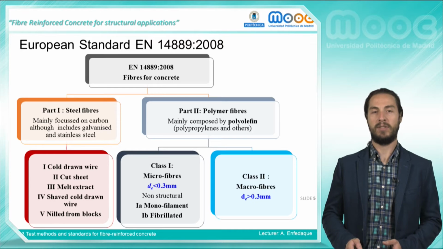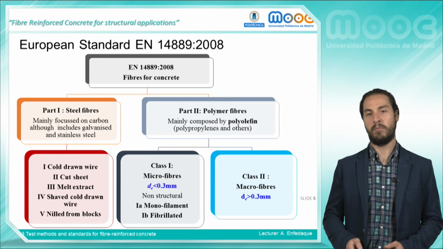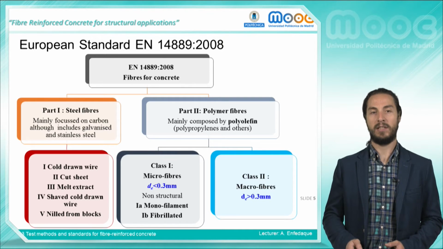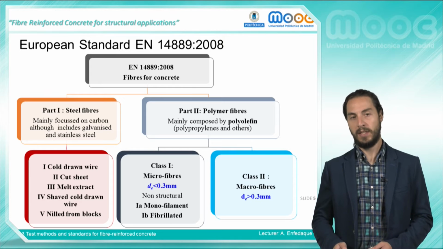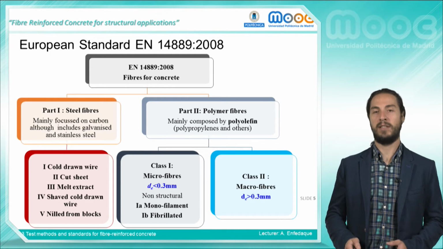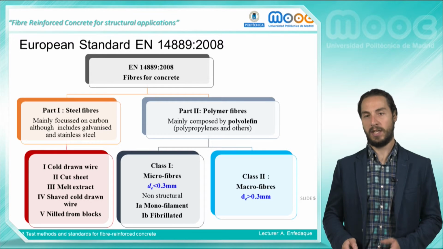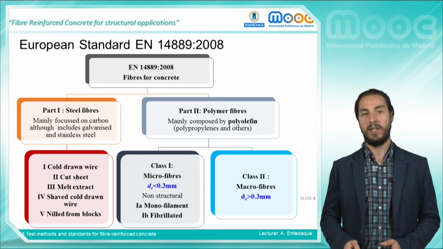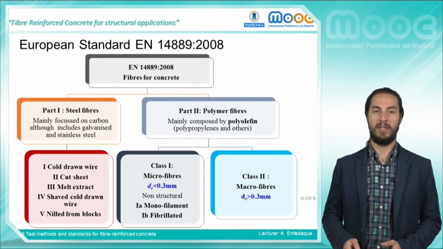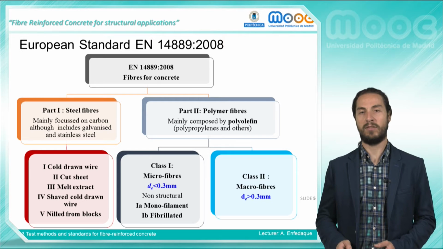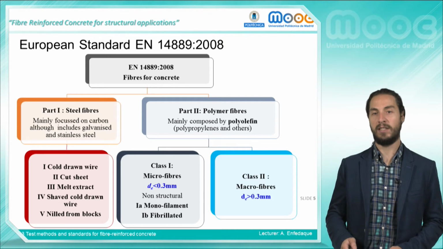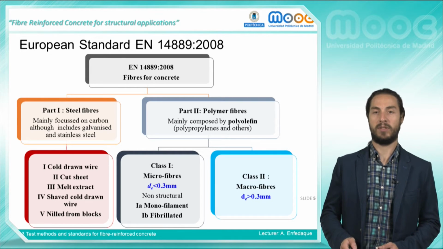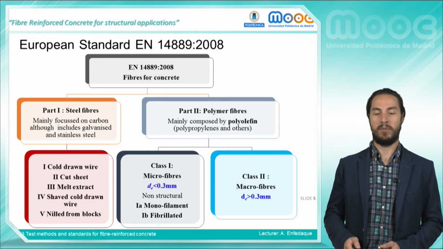In the case of polymeric fibers, almost all of them are manufactured using plastics that are part of the polyolefin family. In this category, polypropylene fibers are included. The polymeric fibers are secondly divided regarding their equivalent diameter. Class 1 are those fibers that are considered non-structural due to their reduced size, and they can be either fibrillated or monofilament. Class 2 are those considered macrofibers, and their equivalent diameter is greater than 0.3 millimeters. In this course, the types of fibers that are relevant are steel fibers and polymeric fibers.